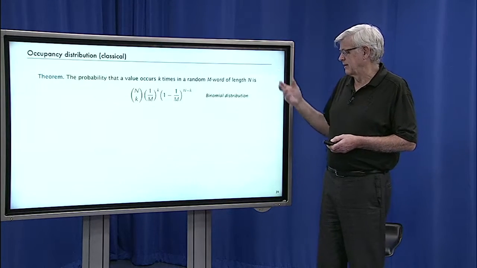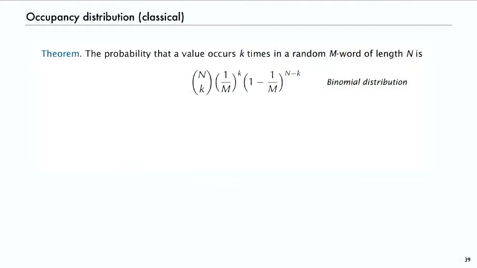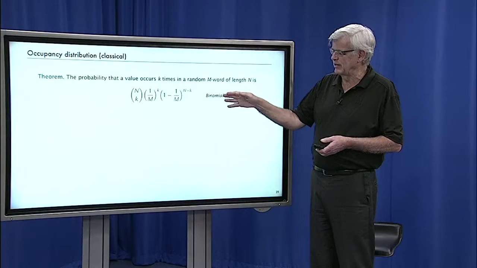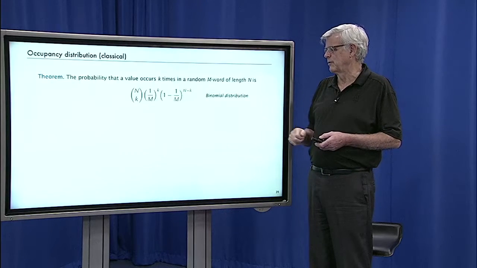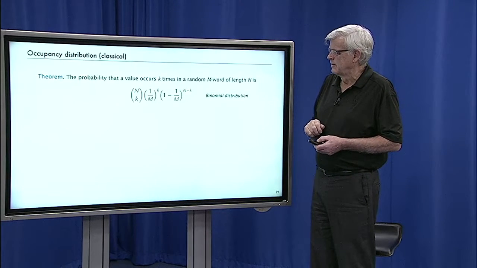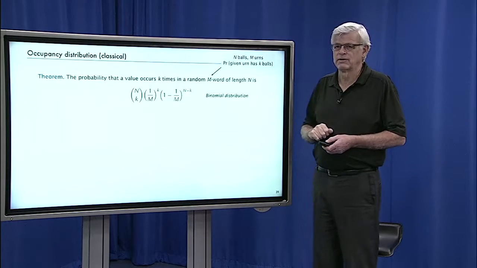The classical result is simply from the binomial distribution. We looked at this briefly when we talked about asymptotics: the probability that a given value occurs K times in a random m-word of length n is n choose K, (1 over m) to the K, (1 minus 1 over m) to the n minus K. That is, you get your value K times with probability 1 over m, and the other values are not yours with probability (1 minus 1 over m) to the n minus K. So that's, given n balls and m urns, the probability a given urn has K balls.